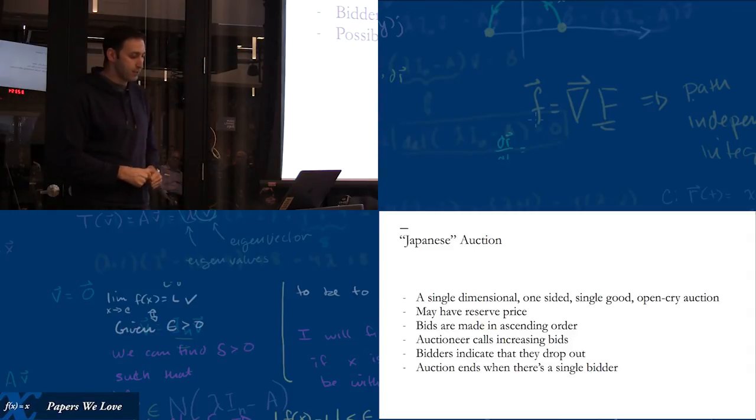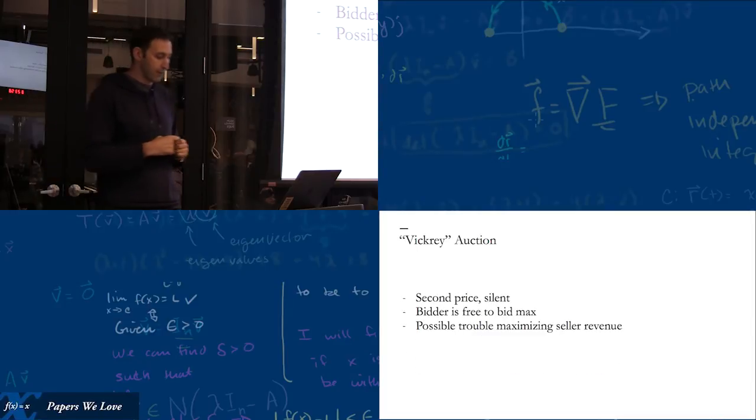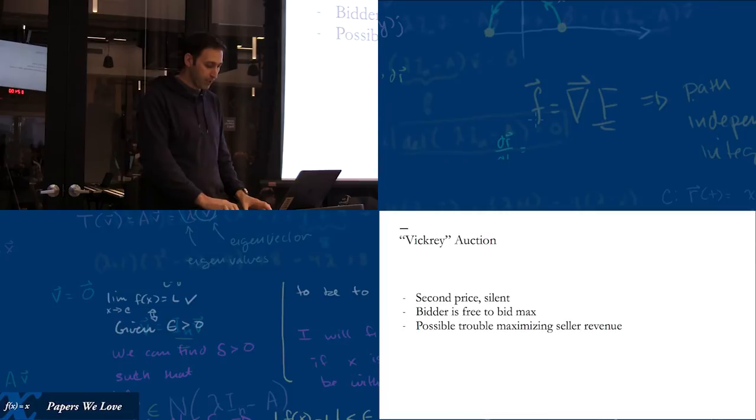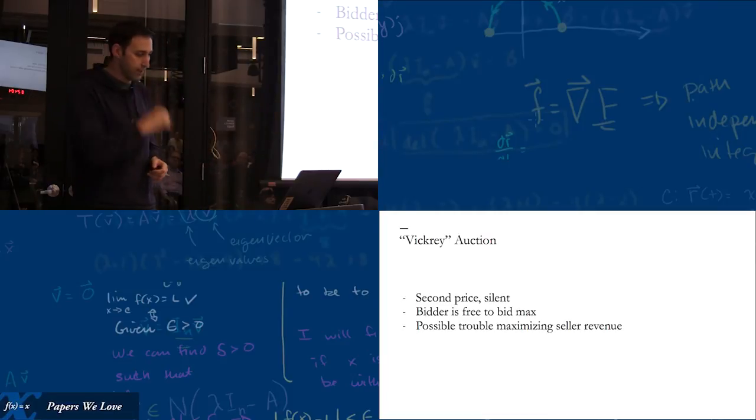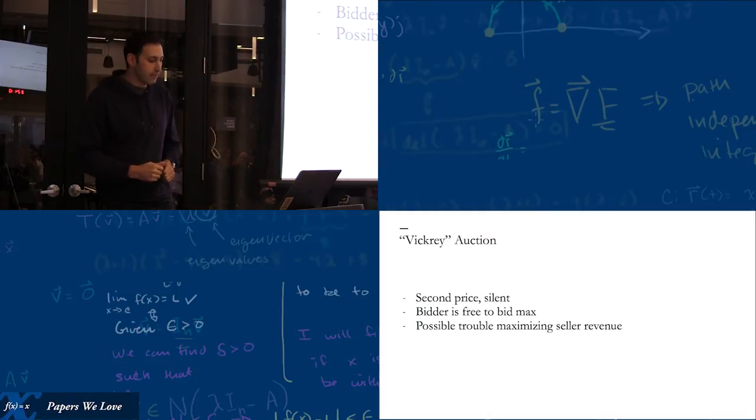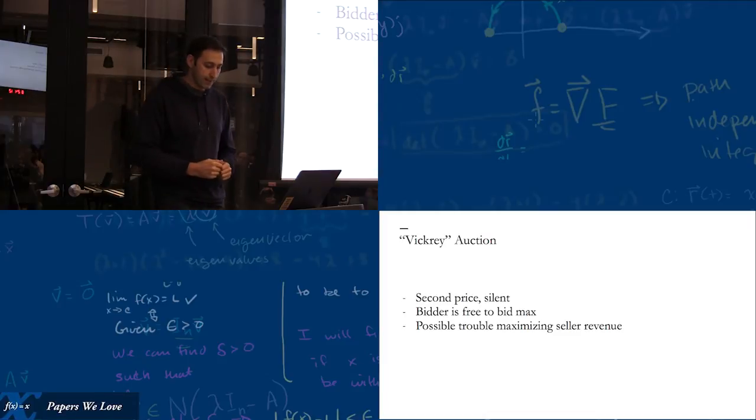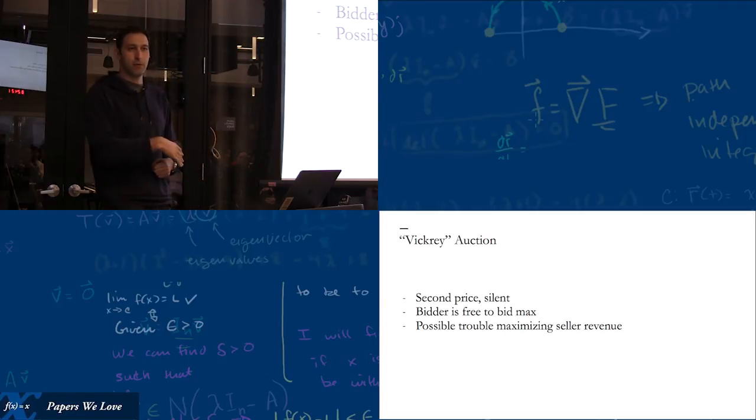So in some auctions, one of the problems is that all this information is open. And so a variation of these open auctions is something called the Vickrey auction. It's a second price silent auction. What's great about the Vickrey auction is that you can safely bid the actual max that you think the good is worth because you'll be paying the second price.